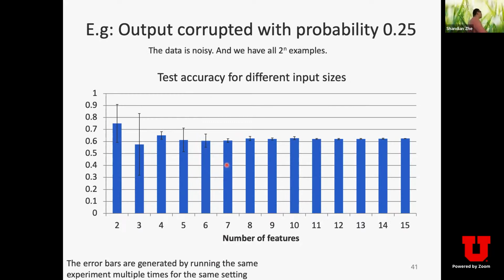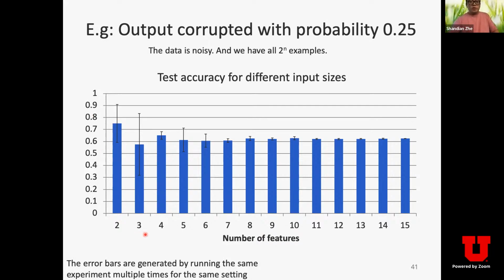So here are some experimental results. What does this figure tell us? The x-axis shows the number of features, and the y-axis shows the test accuracy for different input sizes. The error bar shows the standard deviation, because I want my results to be stable, so I run this experiment multiple times. I calculate the mean test error and standard deviation.